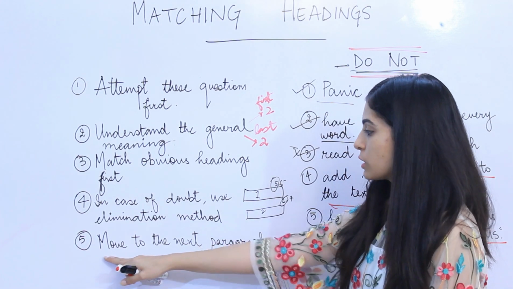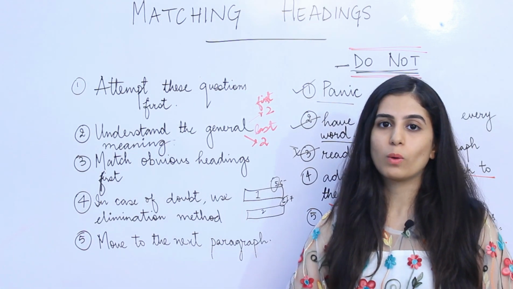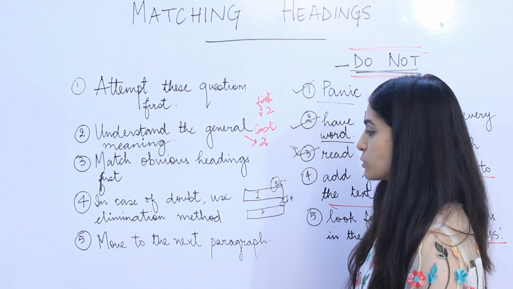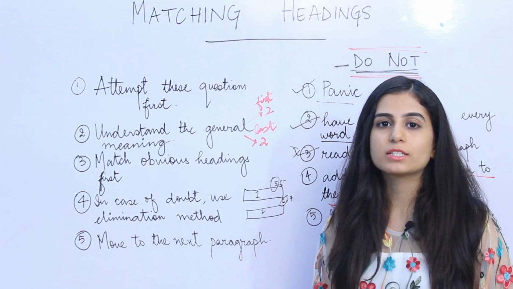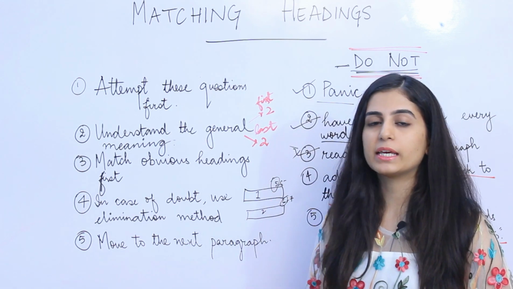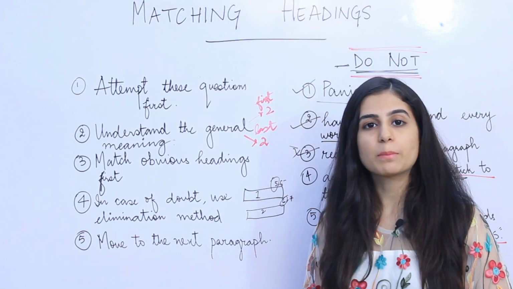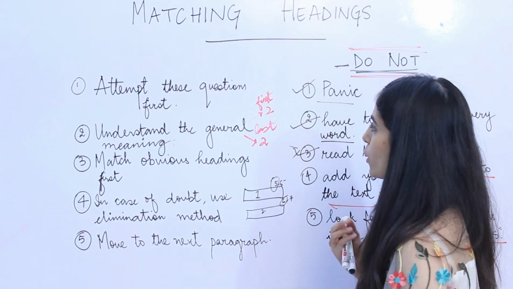So the key mantra is to not fixate yourself on one paragraph and keep moving to the next paragraph, because as you keep moving, your number of choices keeps reducing, because you keep getting the answers or headings for the subsequent paragraphs. So I hope it's clear.